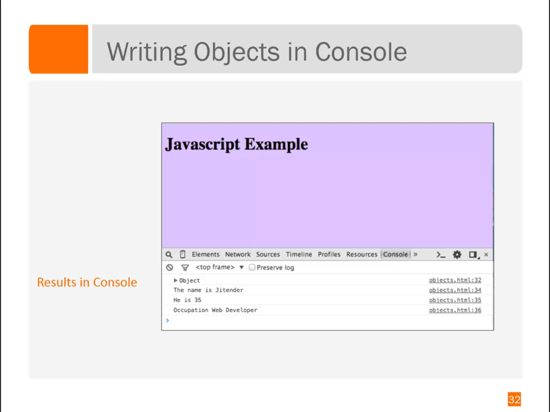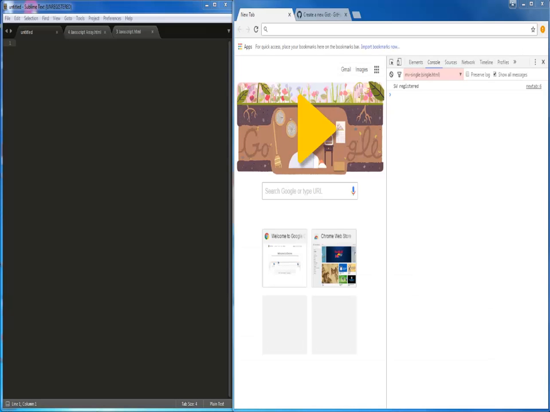So this is what we expect the results to be in the JavaScript console. We expect it to read out that particular object. We could open that up, see what's in there, and then our 3 statements are the name is Jatinder, he is 35, and his occupation is web developer. Okay, so let's go take a look at this code example, and how we use the object concept in JavaScript.